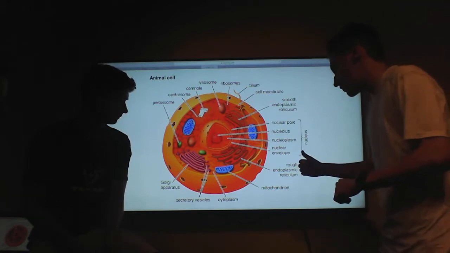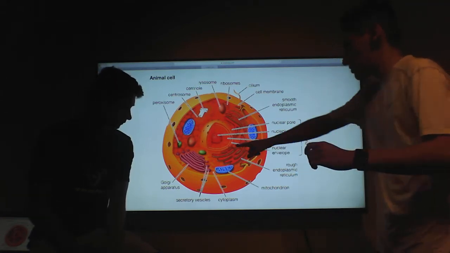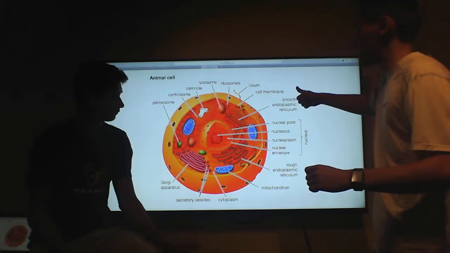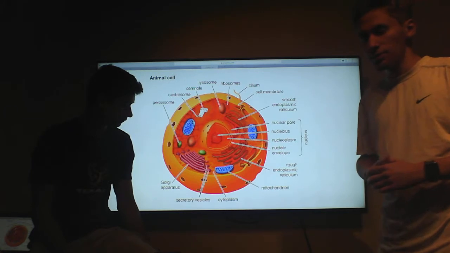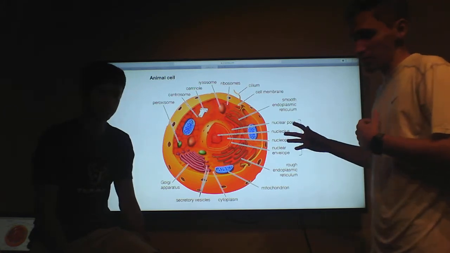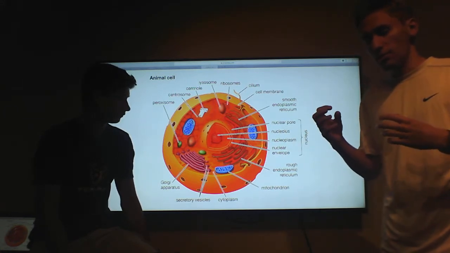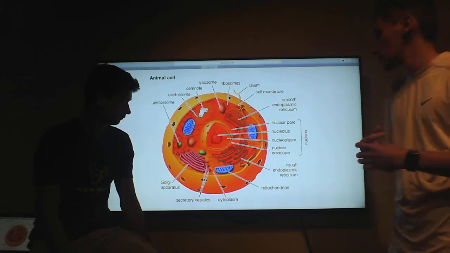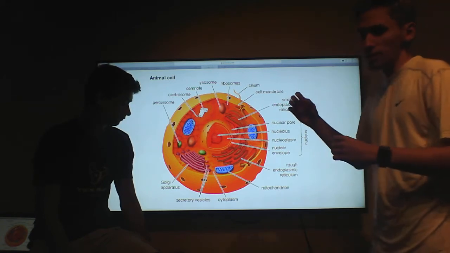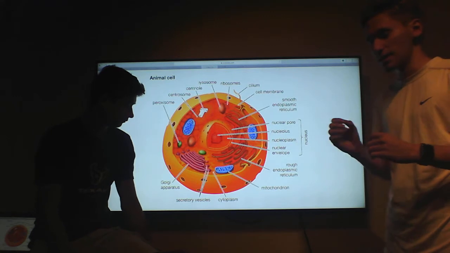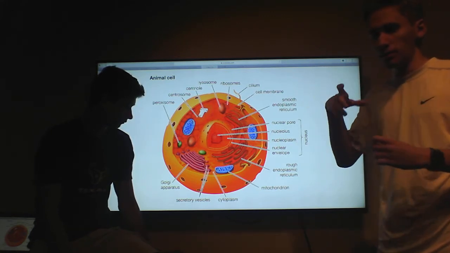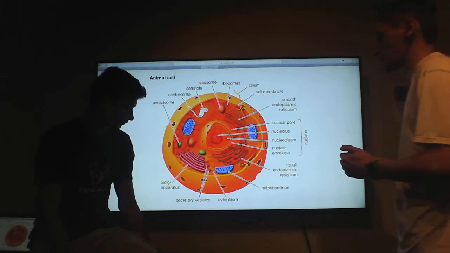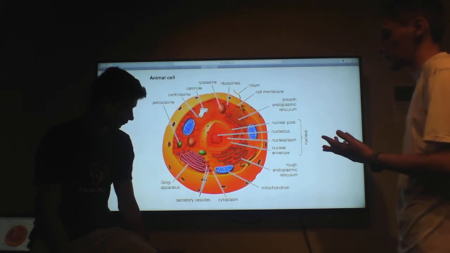Something that looks like the rough endoplasmic reticulum, which is this structure right here, is the smooth endoplasmic reticulum, which is this structure right here. The difference is the rough endoplasmic reticulum has the ribosomes that help create proteins. The smooth endoplasmic reticulum doesn't, and that changes the function slightly because the smooth endoplasmic reticulum will make lipids and hormones that are produced throughout the cell.